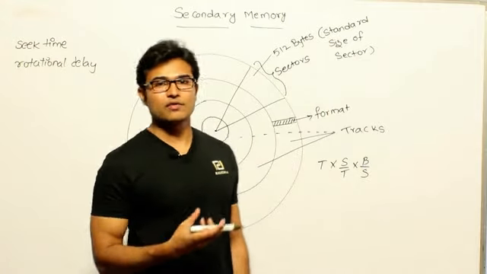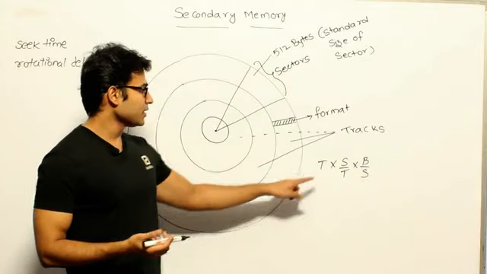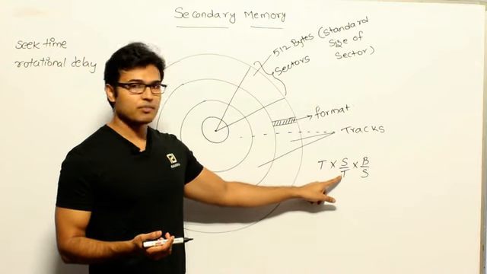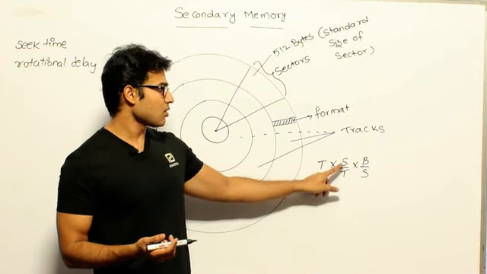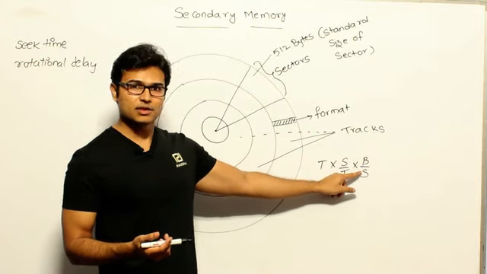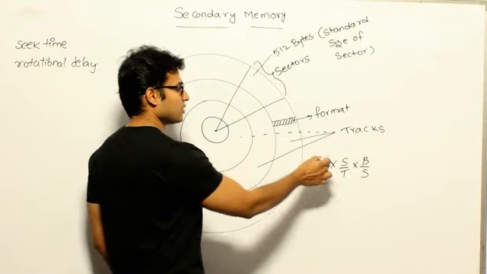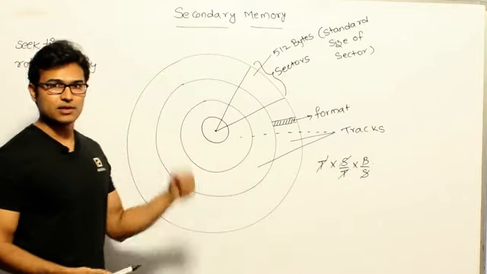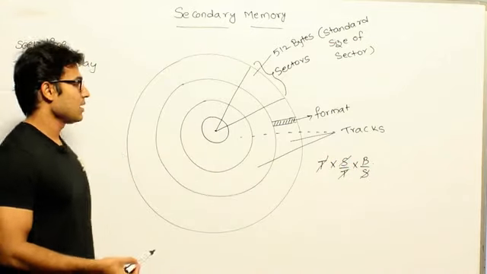The total capacity of the disk is how many tracks we have in it, multiplied by how many sectors there are per track. Now you get all the sectors which are present there, and then multiply by how many bytes are present in each sector. Now what do you get? You get the total capacity of the hard disk in terms of bytes.